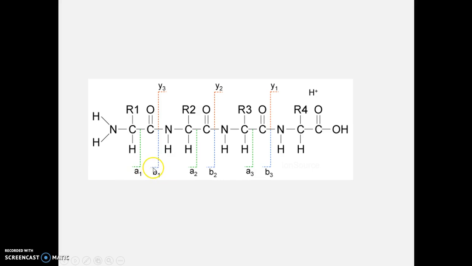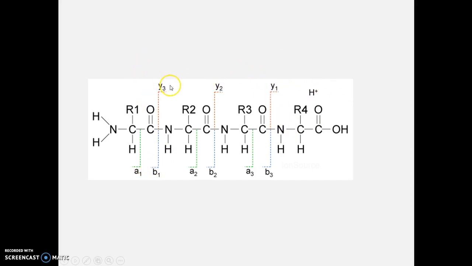The labeling convention is that this is the first B ion. It contains the first amino acid. The second B ion, the third B ion. The opposite for Y ions. So in other words, the smallest B is B1, and the largest is the smallest Y. The first amino acid on the C terminus is here, so it's Y1, Y2, Y3.